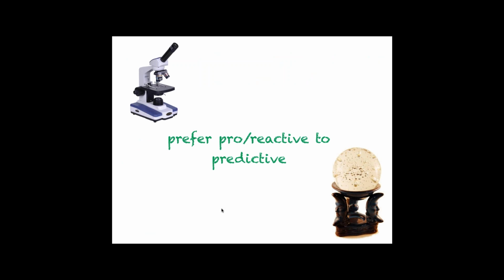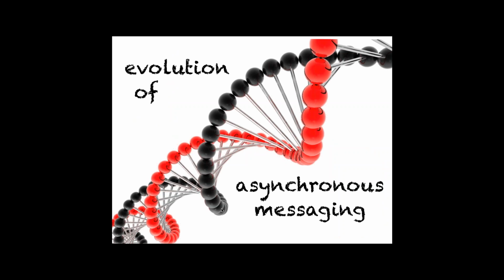And so one of our principles in this world is we try to prefer proactive and reactive to predictive. Rather than try to predict how things are going to happen, can we be reactive and smart about building things so that we can react to them more gracefully? And let me give you a concrete example of this. This is from a project that I was on for a while.